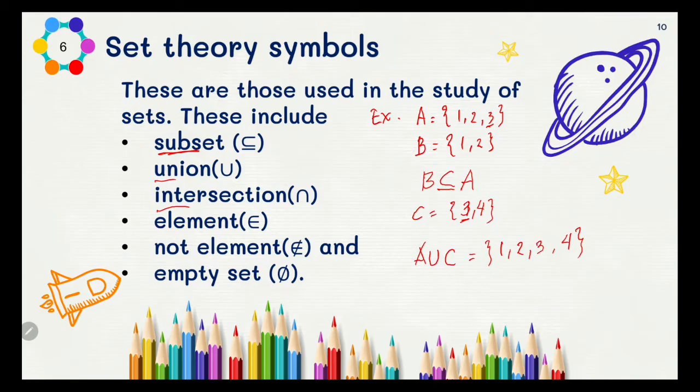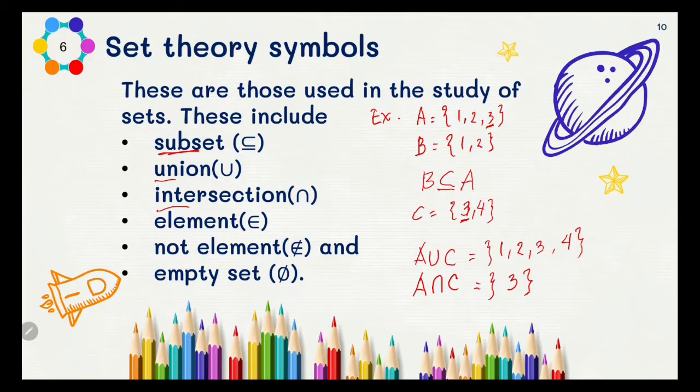Intersection is a set of elements which are common between two sets. Let's say, for example, A intersection C. So, the common element in both is 3. They both have 3, so 3.